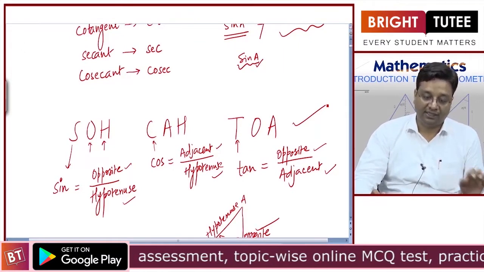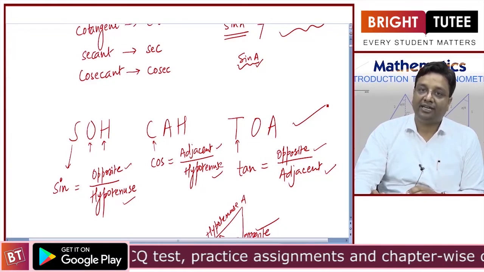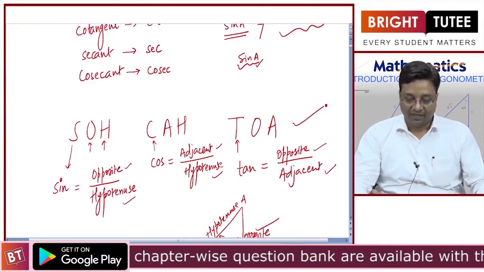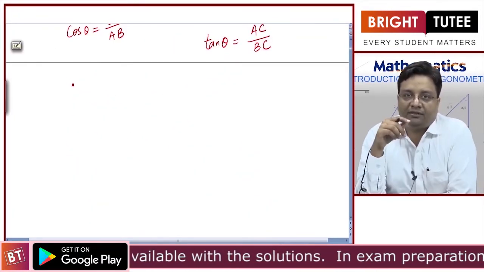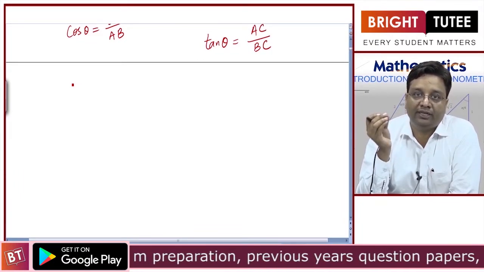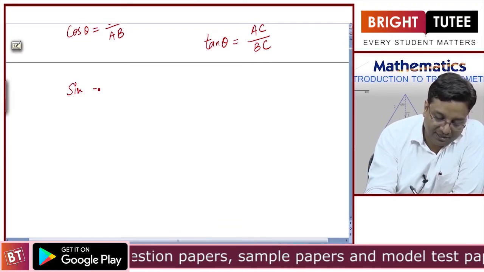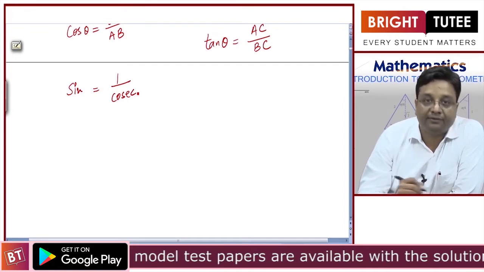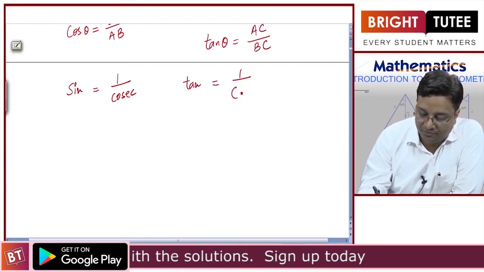So, SOH CAH TOA. Sine is opposite by hypotenuse. Cosine is adjacent by hypotenuse. Tan is opposite by adjacent, right? And another thing, for the remaining three ratios you don't have to do anything, because sine is nothing but the reciprocal of cosecant. Tan is the reciprocal of cot.